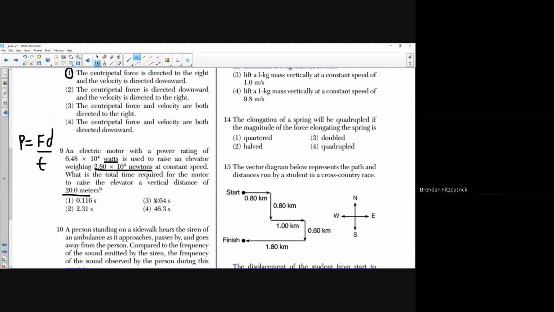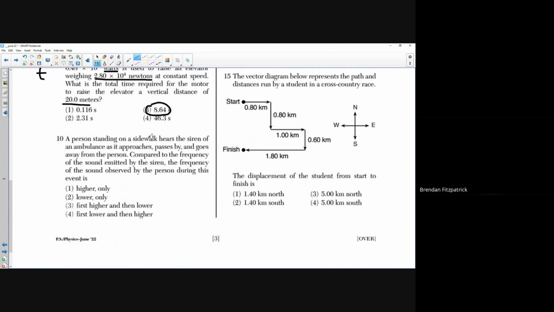Getting 8.75. Did I type something wrong? 6.48 in the denominator. So I was a little bit off, the answer choice was 8.64. There you go. Choice 3. And number 9 is choice 3.